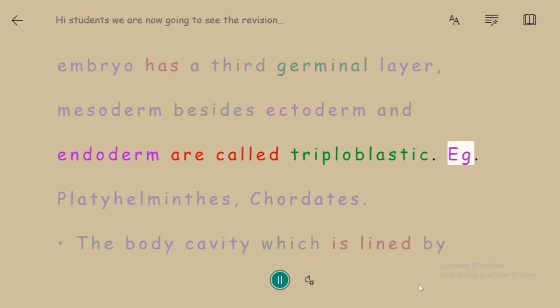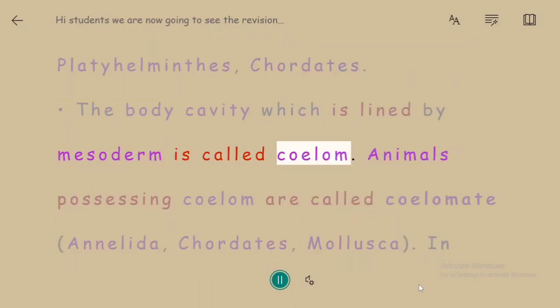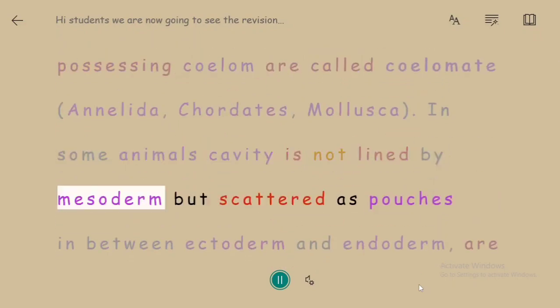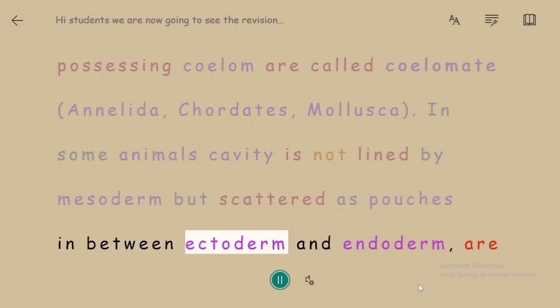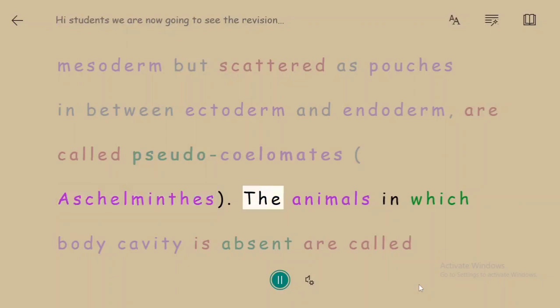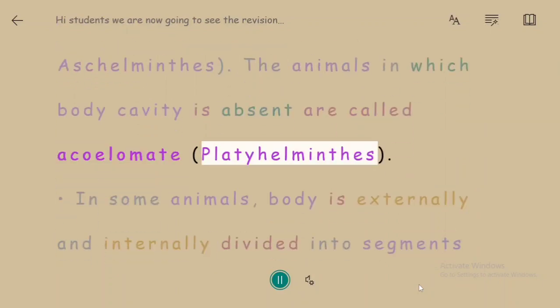For example, Platyhelminthes and chordates. The body cavity which is lined by mesoderm is called coelom. Animals possessing coelom are called coelomates, for example Annelida, chordates, Mollusca. In some animals, the cavity is not lined by mesoderm, but scattered as pouches in between ectoderm and endoderm; these are called pseudocoelomates. The animals in which the body cavity is absent are called acoelomates, for example Platyhelminthes.